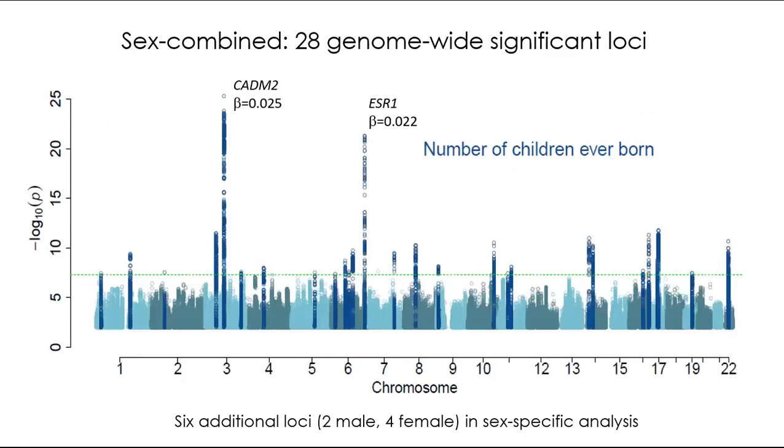So here again, it's another Manhattan plot, x-axis chromosomal position. Each of these towers is a genetic variant or gene which is significantly associated with the phenotype. The two largest effects we find by a long way are these genes, CADM2 and ESR1. And the effect size here is in units of the number of children. If you carry the fertility increasing variant of this gene, you expect to have 2.5% more children than someone who doesn't carry that variant. It's a pretty big effect.